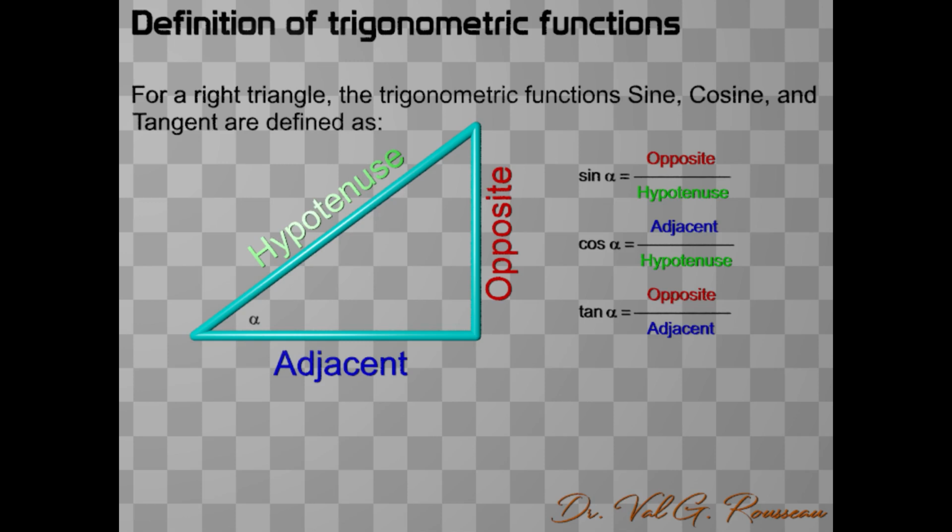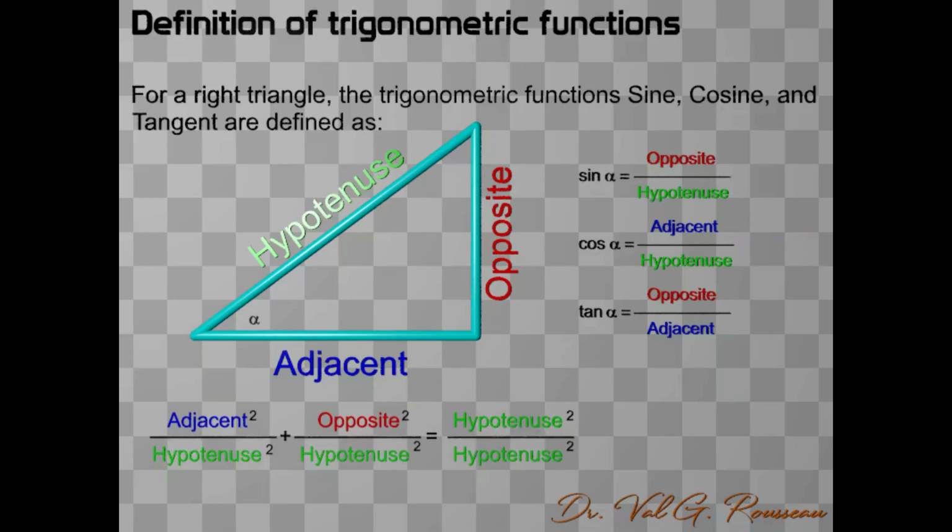A second formula is easily obtained from the Pythagorean Theorem. Adjacent square plus opposite square equals hypotenuse square. The equation remains valid if we divide it by the hypotenuse square. But now we can identify the first term as the square of cosine alpha and the second term as the square of sine alpha. The right-hand side simplifies to 1.